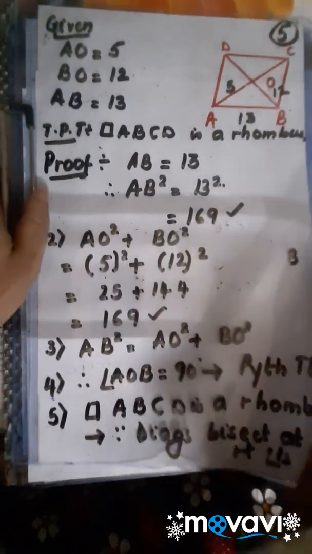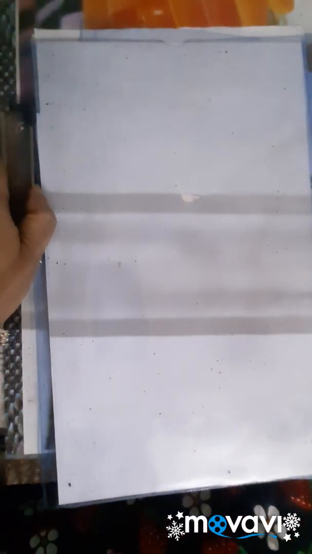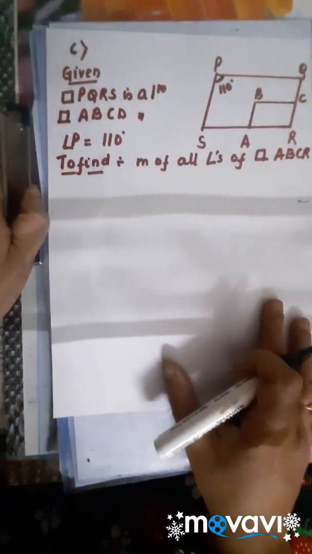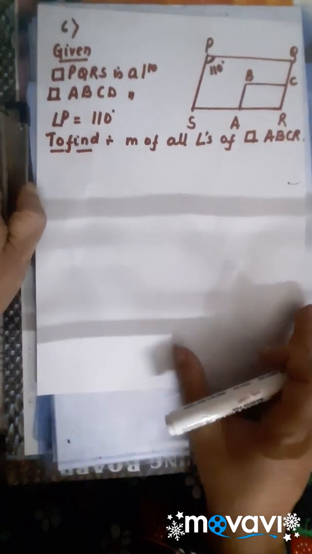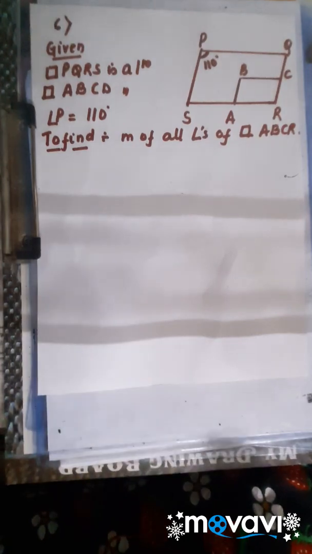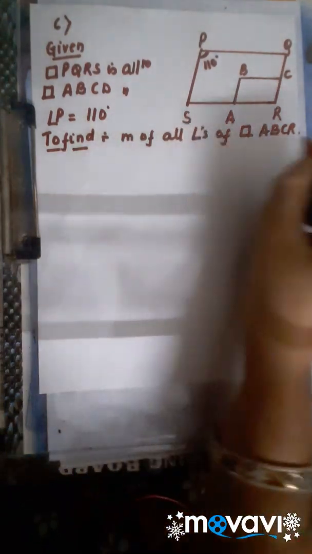Now, see the next sum, right? Very nice sum, very easy sum. It is given to us that quadrilateral PQRS is a parallelogram. Okay, it is a parallelogram. And quadrilateral ABCD is also a parallelogram. Now, this angle P is given to us as 110 degrees. To find measures of all the angles of ABCR.